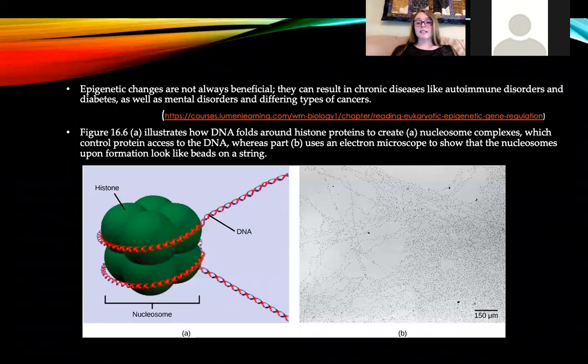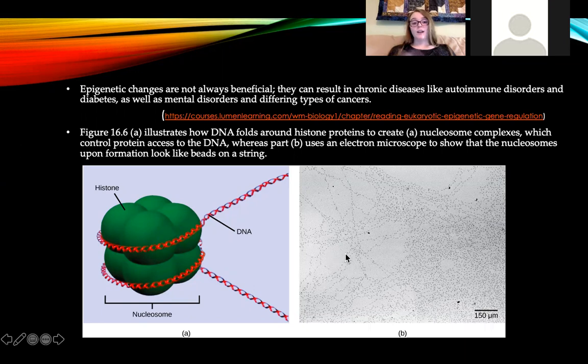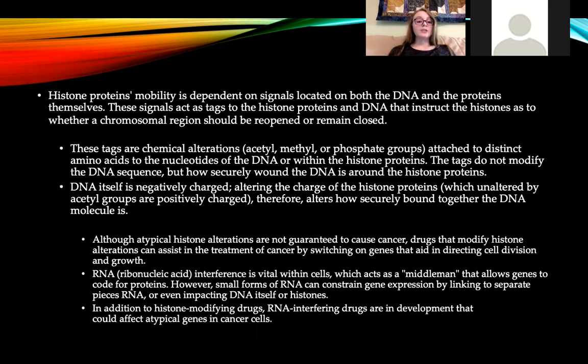All right, epigenetic changes are not always beneficial. They can result in chronic diseases like autoimmune disorders and diabetes, as well as mental disorders and different types of cancers. Figure 16.6, as shown below, illustrates how DNA folds around histone proteins to create nucleosome complexes, which control protein access to the DNA, whereas part B of the figure uses an electron microscope to show that the nucleosomes upon formation look like beads on a string, which personally, I think is really cool, because I wouldn't have thought that nucleosomes would look like beads on a string, but as you can see, they do, and I find that really fascinating.